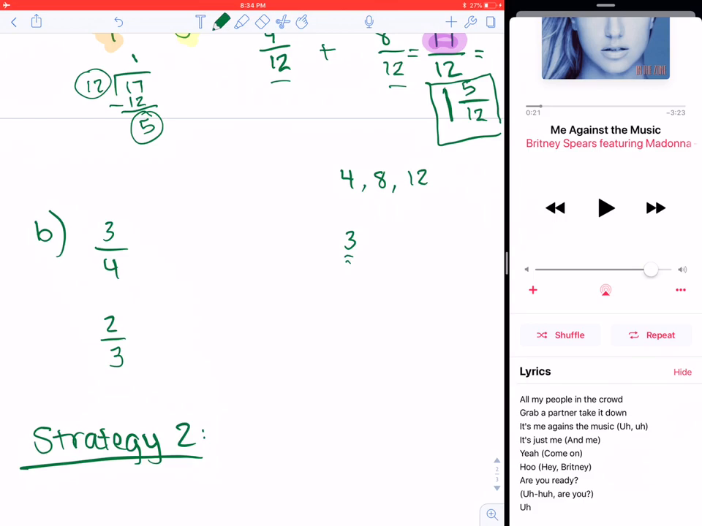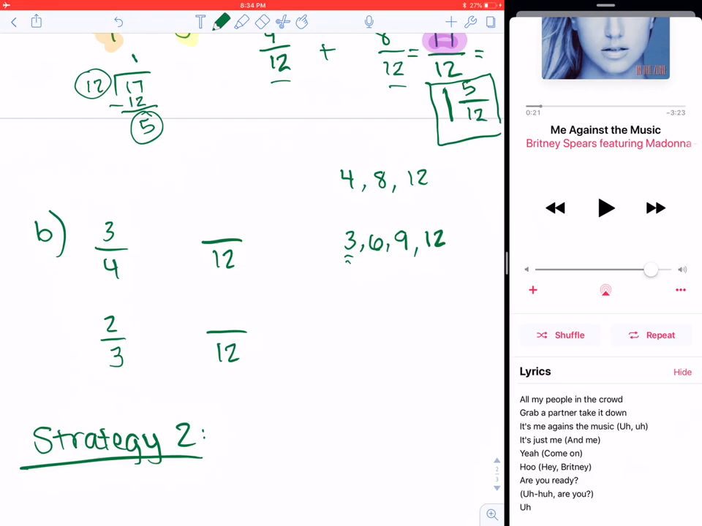All right, 3 times 1 is 3. 3 times 2 is 6. 3 times 3 is 9. 3 times 4 is 12. So in this case, I could have just multiplied the denominators to each other. That's my least common multiple, the smallest number that 4 and 3 have in common when multiplying. All right, so my new denominators, as we saw above, are going to be 12.